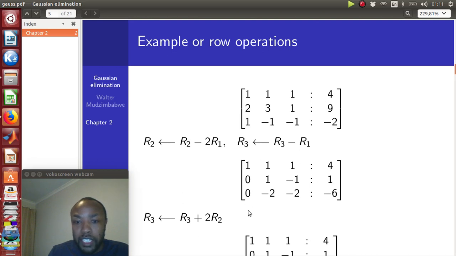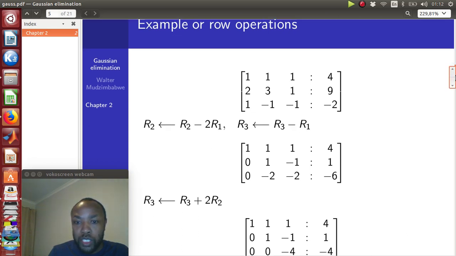Right? In the third row, our new row 3 is going to be row 3 minus row 1. Okay, so in this case we have 1 minus 1, that's 0, minus 1 minus 1, that's minus 2, minus 1 minus 1, that's minus 2, and finally we have minus 2 minus 4, that's minus 6. Okay, so this would be our stage 1. We can go to stage 2.